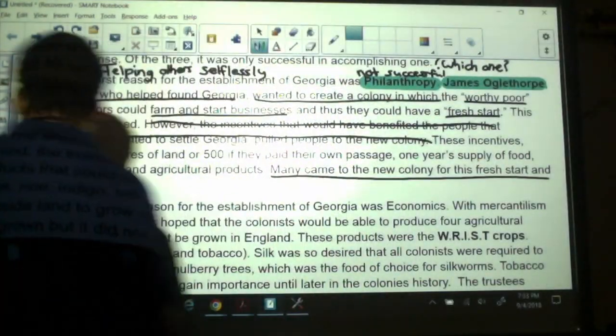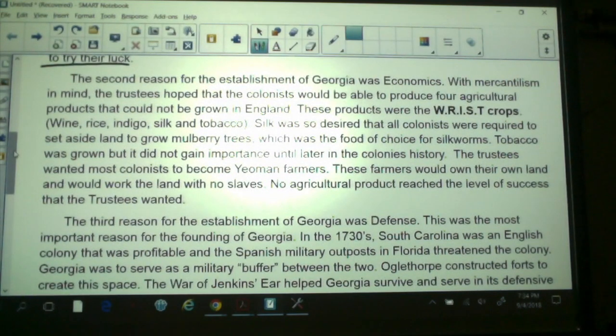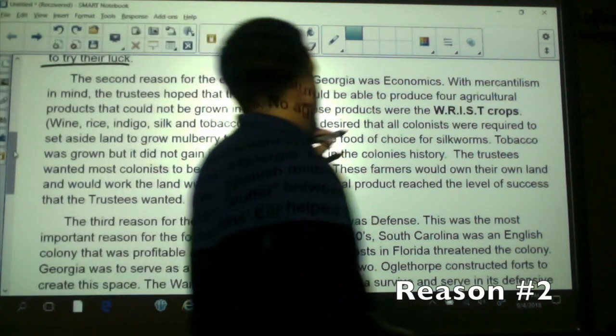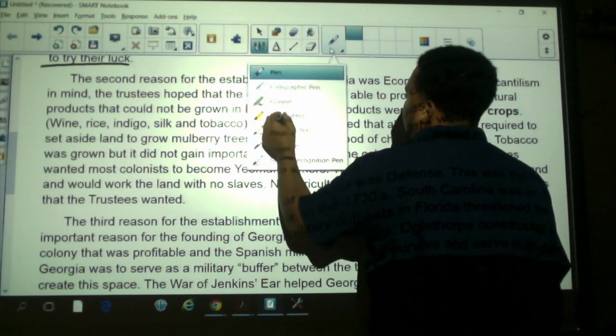All right, so next thing we're going to do is the next one together. The way it's going to work, I'm going to read it, and you're going to stop me when you deem something important. Okay? Second reason for the establishment of Georgia was economics. Correct. All right, so for some reason it's not underlined, but we know from our AKS it's important, so I'm going to highlight that anyway.